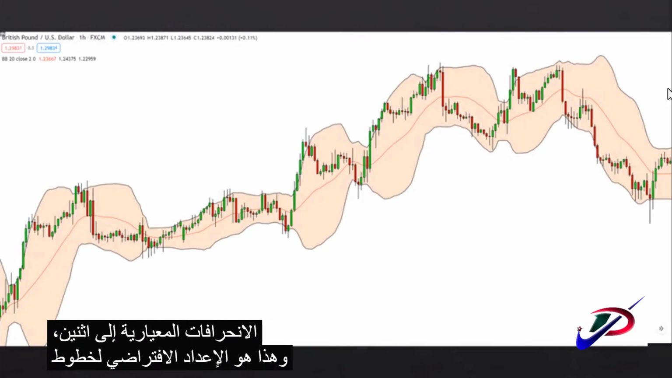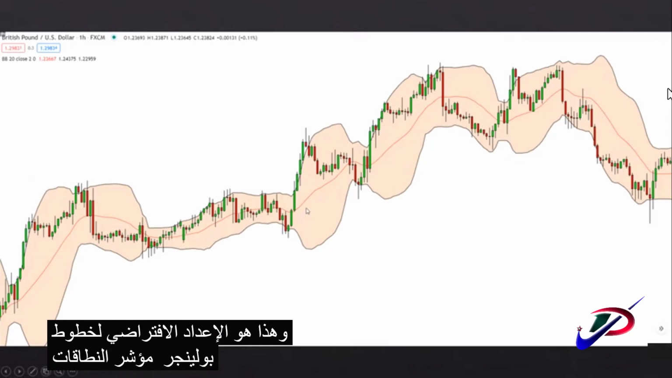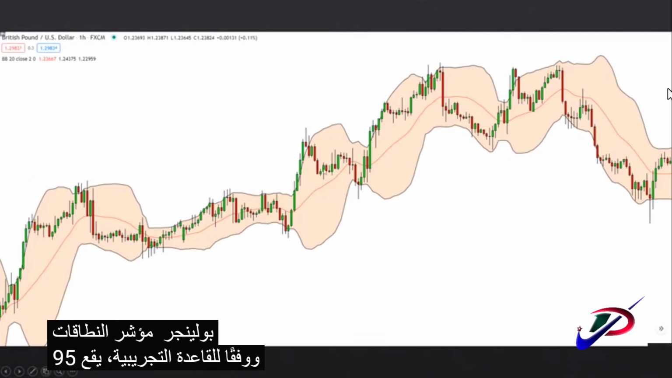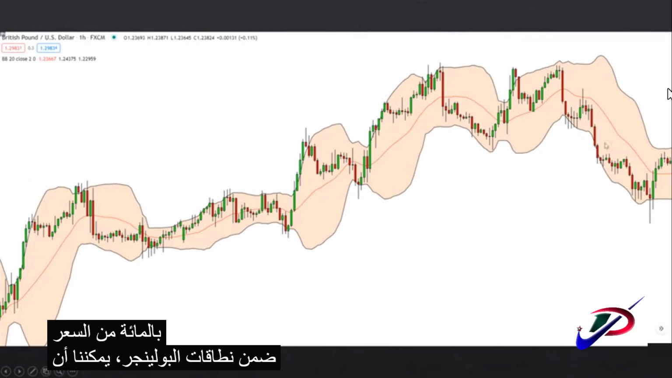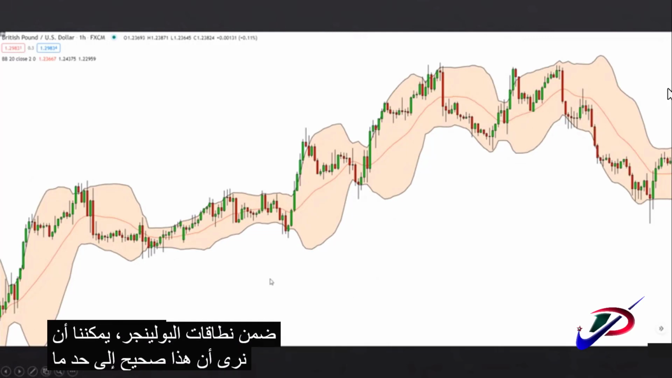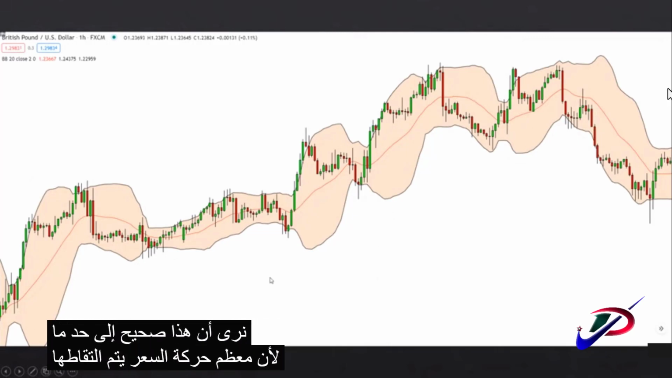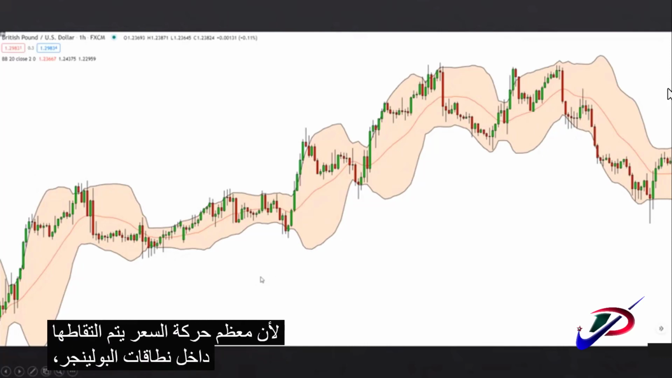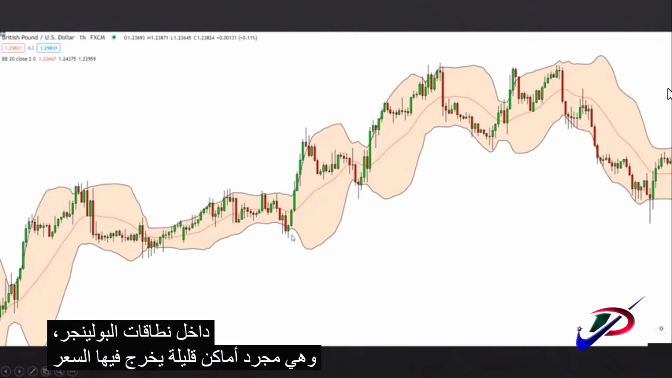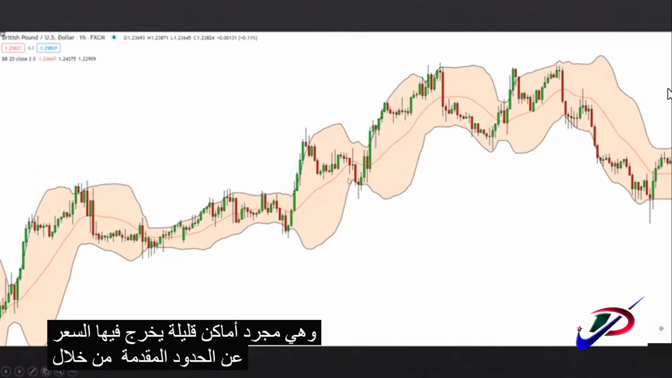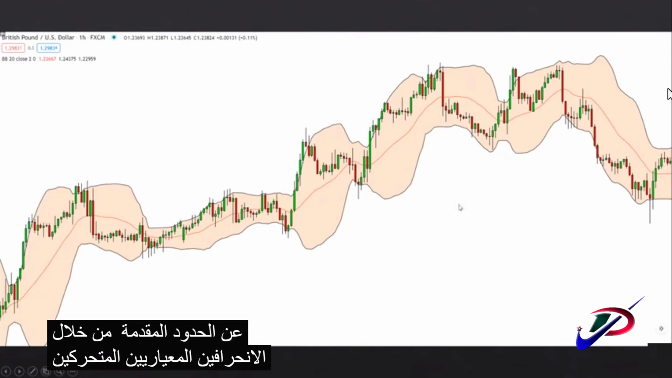This is the default setting of the Bollinger Bands indicator, and according to the empirical rule, 95% of price falls within the Bollinger Bands. We can see that this is more or less correct because most of price action is captured inside the Bollinger Bands. There are only a few places where price goes out the limits provided by the 2 moving standard deviations.